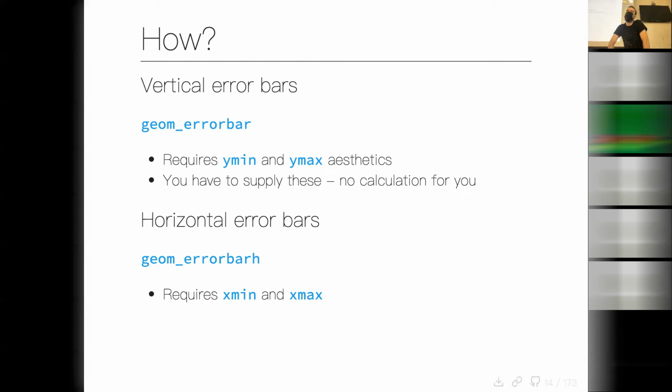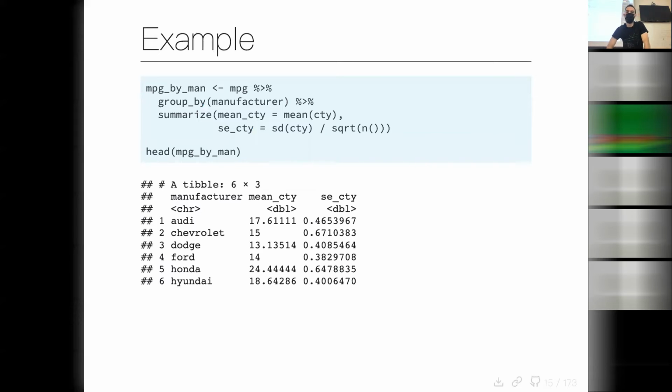And then this, instead of having y min and y max values, you're going to have x min and x max values. So here's a quick example. You can follow along if you'd like. I'm not going to force you to, but I would like you to. So I'll give you some time to do that if you would like.